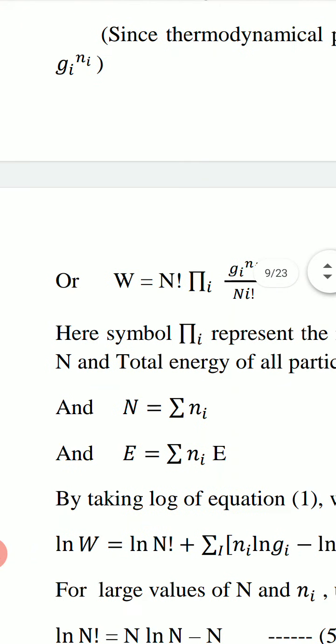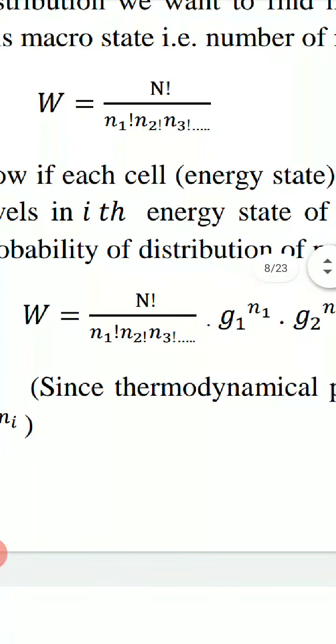thermodynamic probability W is given by this formula, W equal to factorial N upon factorial n1 into factorial n2 into factorial n3 and so on. In denominator we have factorial n1, it is the factorial of number of particles in first cell. Then we have factorial n2, it is factorial of number of particles in second cell. Then we have factorial n3, it is the factorial of number of particles in third cell and so on.